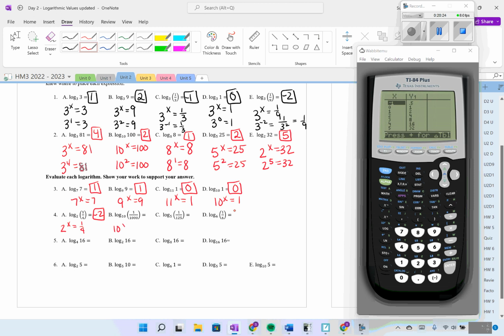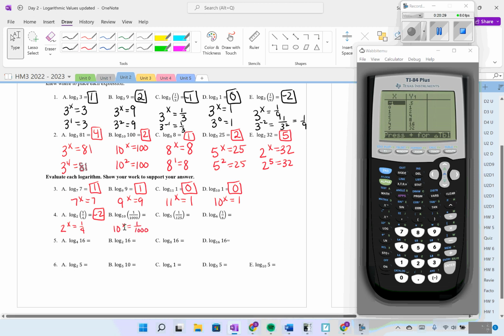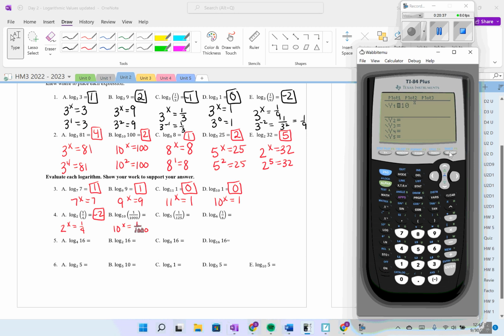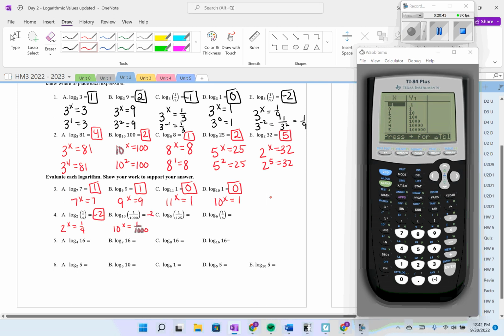So 10 to what power equals 1/1000? If you're unsure what gives you 1000 for 10, you could go to, again, your y equals and plug in 10 to the power of x, and then go to your table and you would see 10 to the power of 3 is 1000. So to get a fraction, that has to be a negative exponent, so -3.